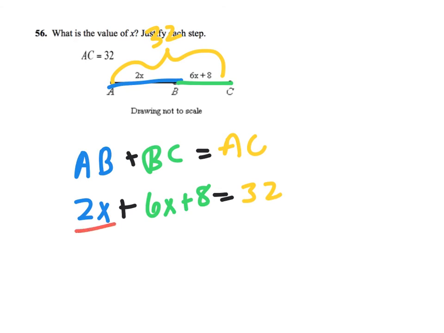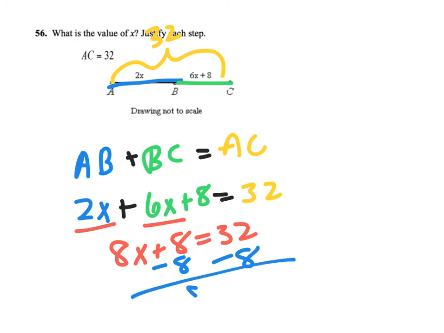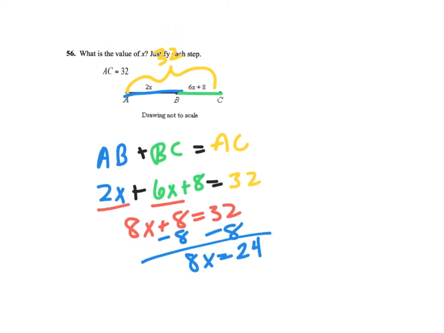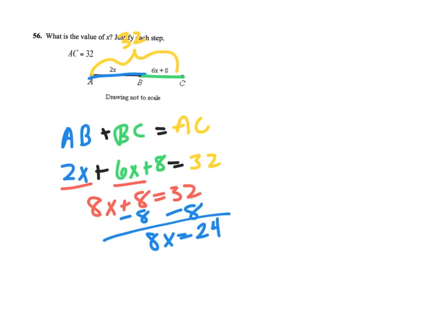Again, we're going to combine our like terms. I have 2x and 6x, so we really have an 8x plus 8 equals 32. I'm going to subtract 8 from both sides. When I do that, we get 8x equals 24. Our last step is to divide both sides by 8. I'm going to zoom out for you. Divide by 8, divide by 8. When we do that, we get x equals 3.